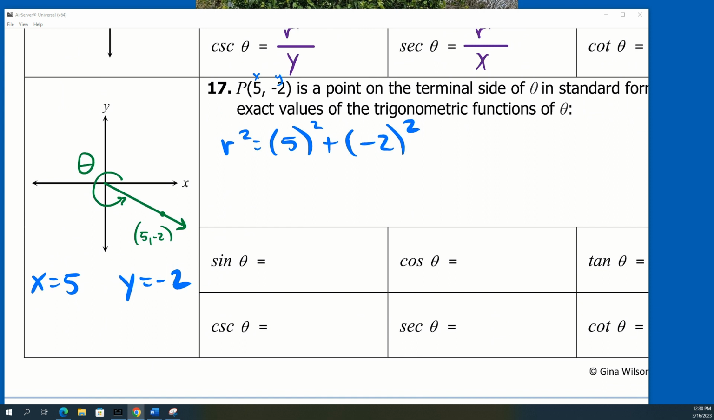Now, whenever you're finding these r's and the x or the y is negative, if you're going to type it in the calculator, be really careful that you put the negative in parentheses. So let me show you how to type it in. I think you probably know this though.